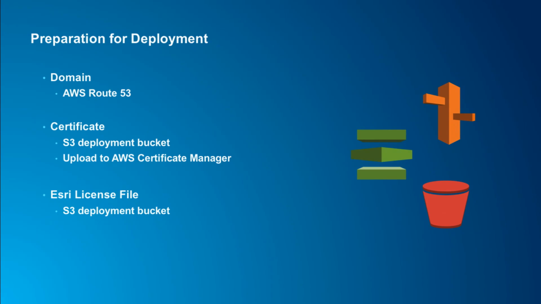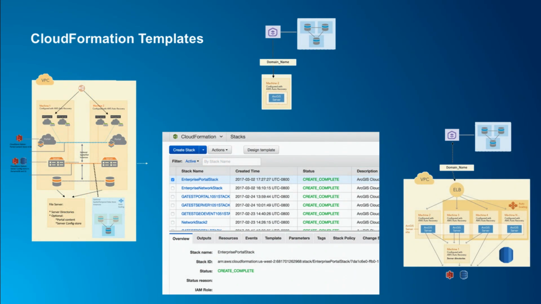And the license file we just put in the Esri bucket, which the CloudFormation will go to. So when you go through those CloudFormation workflows, you see these questions. That's what they mean. And then you use our CloudFormation template to quickly deploy all these architectures.